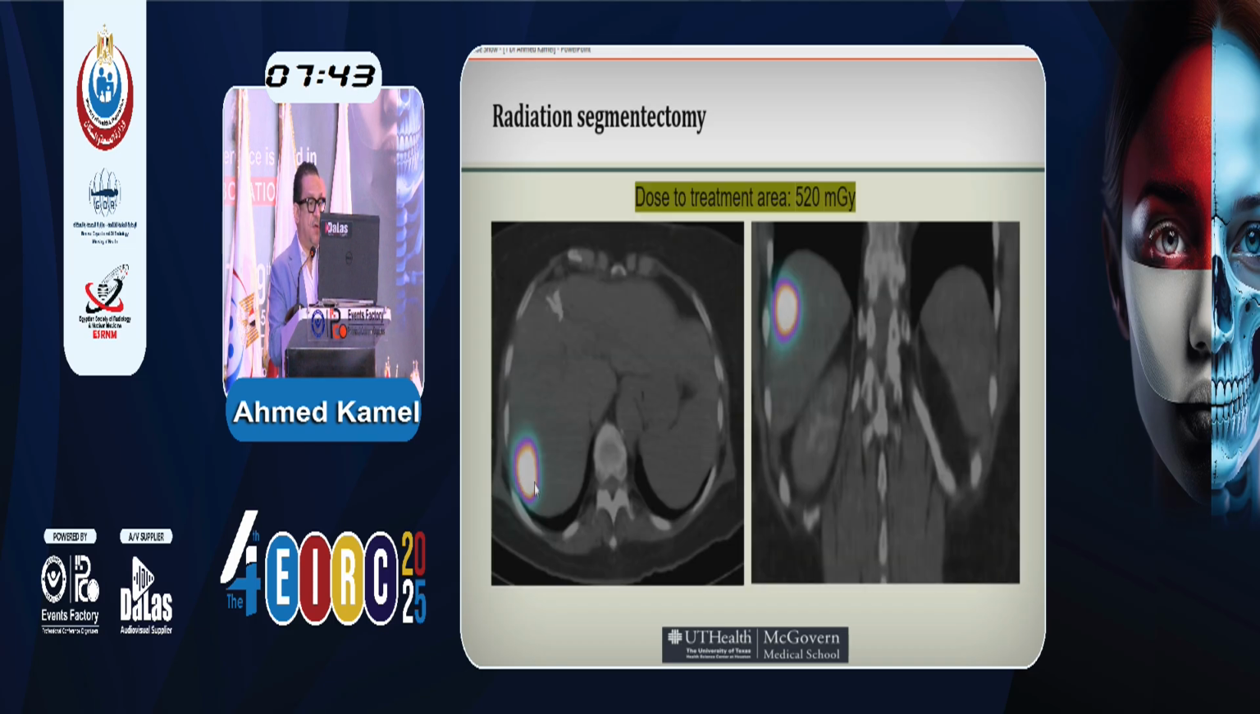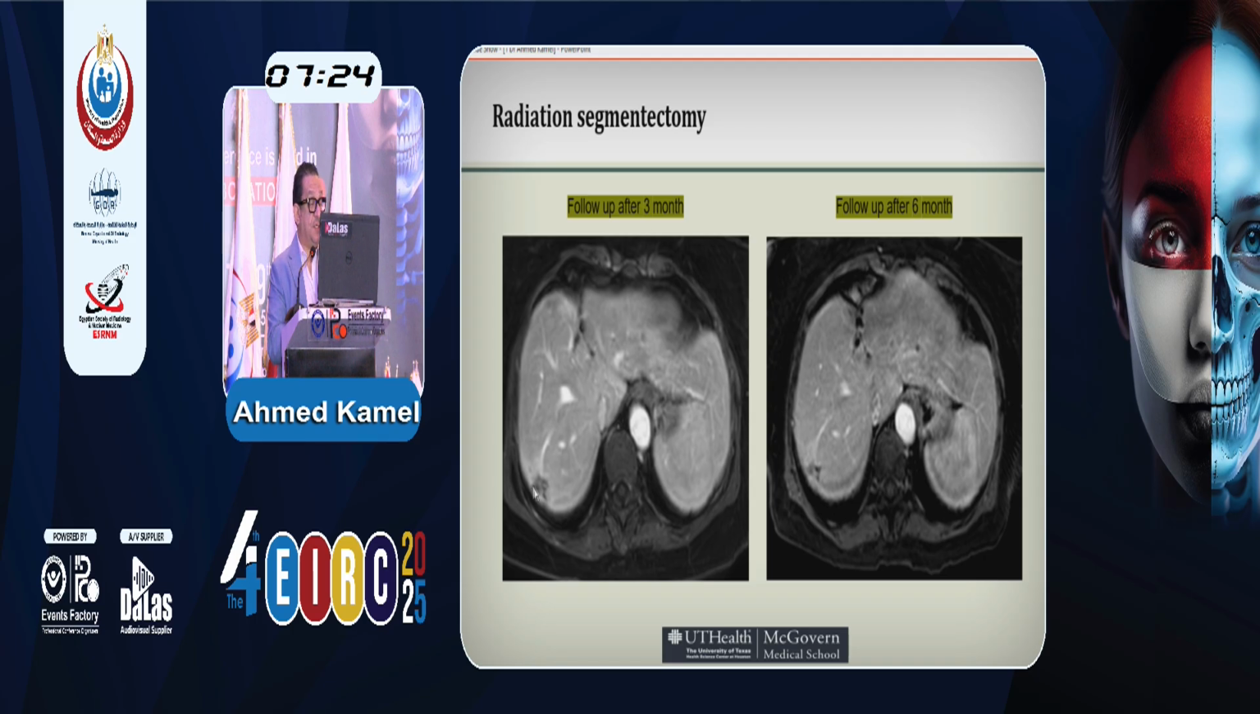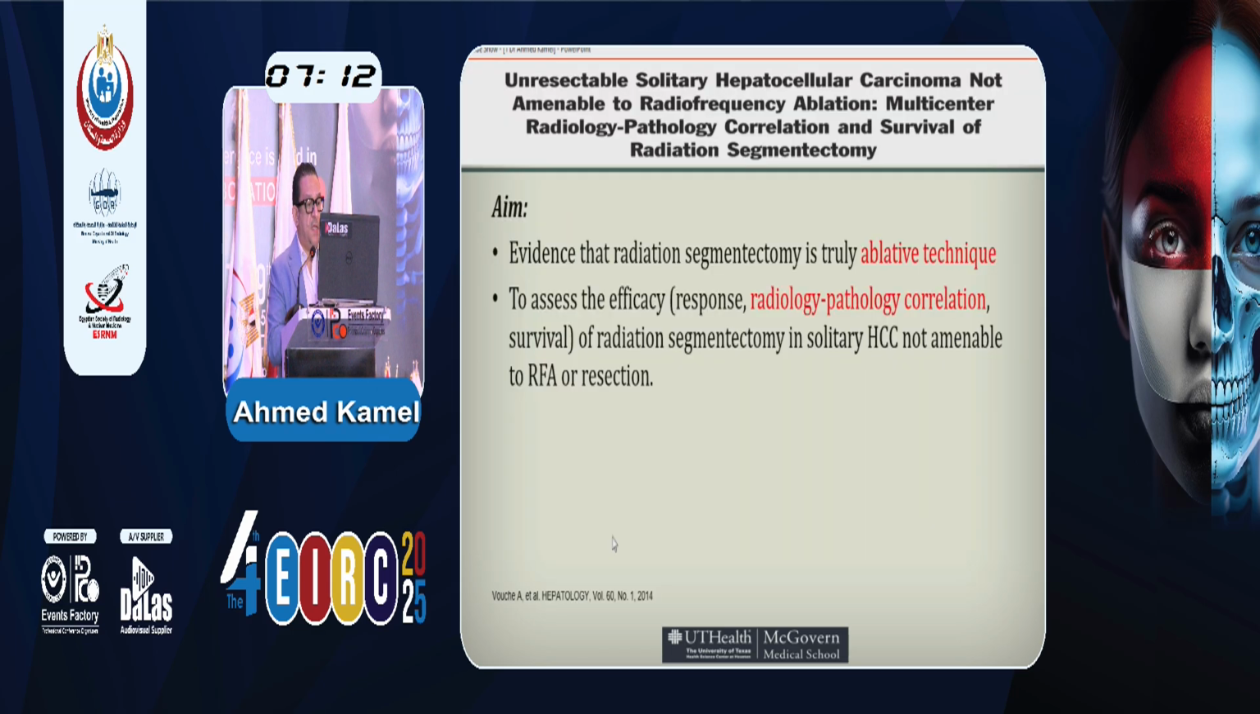Here is the delivery of the Y90. The dose that was given was 520 milligrams. Again, very, very high dose, different than what the companies actually advise you to give. This is the follow-up. After 1 month, you can see there's complete necrosis here, complete response by mRECIST, and that's the coronal image. And after 3 months, you can see that this area is going to start to shrink and become smaller, and this is where the term segmentectomy came from, as if this area is now removed surgically from the liver.